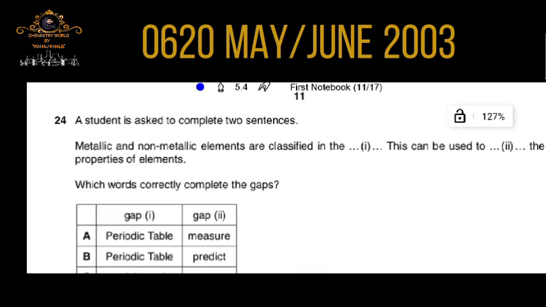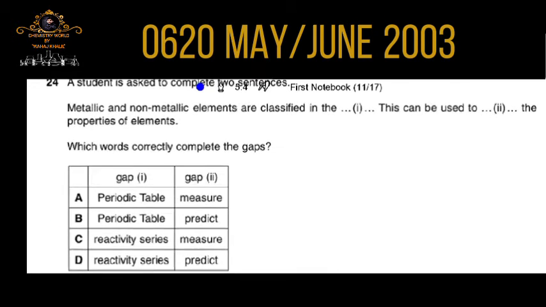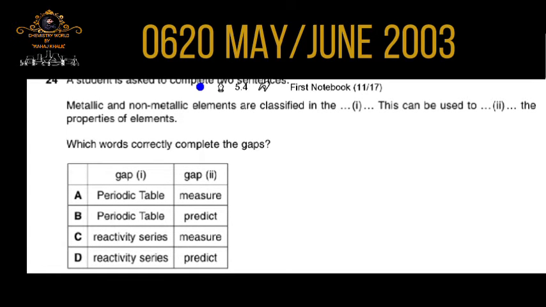A student is asked to complete 2 sentences. Metallic and non-metallic elements are classified in dash. This can be used to dash the properties of elements. Which words correctly complete the gaps? Is it the periodic table to predict? Is it the reactivity series to measure, or reactivity series to predict? Metal and non-metal elements are classified in the periodic table, and this can be used to predict the properties of elements, so option number B.